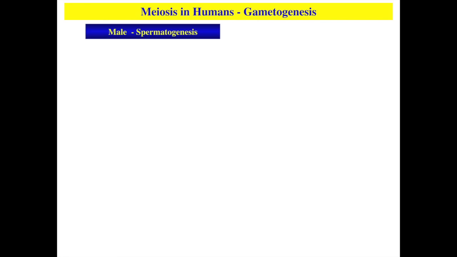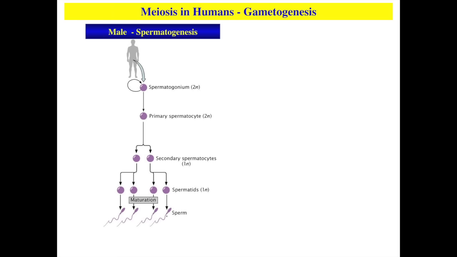So in the male, we undergo spermatogenesis. There are several steps. The first step is the division of the germline stem cell, the spermatogonium, which of course is 2N. It is a diploid cell. Meiosis I begins in the progeny of the division of the spermatogonium. This is the primary spermatocyte. And this is the cell where meiosis I begins.